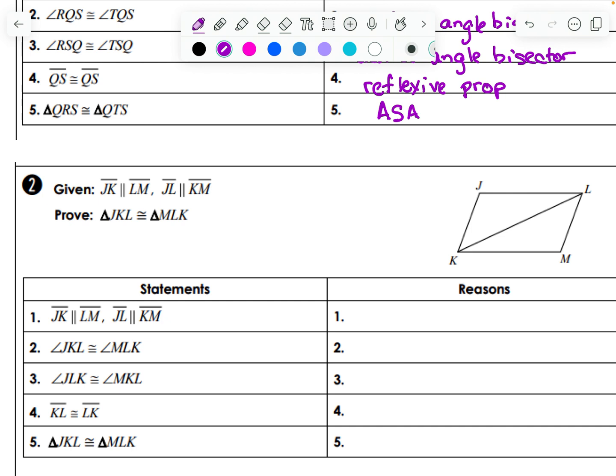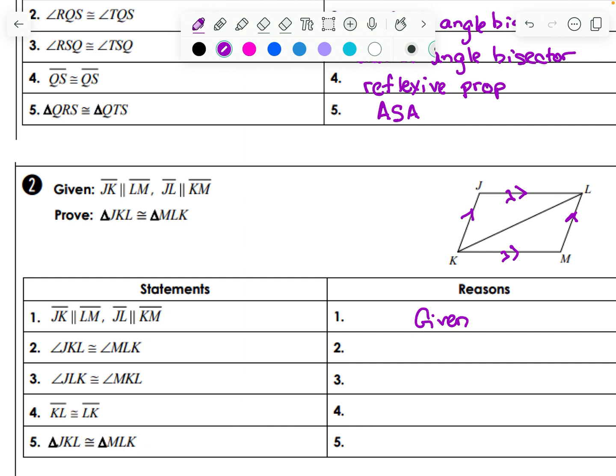JK is parallel to LM. So let's put that marking in. JK is parallel to LM. JL is also parallel to KM. So we've got a parallelogram here. Let's mark those two arrows. Okay, so this is given. Oh, we've got our parallel lines cut by a transversal again. So remember, our special relationships for those angles will hold true.